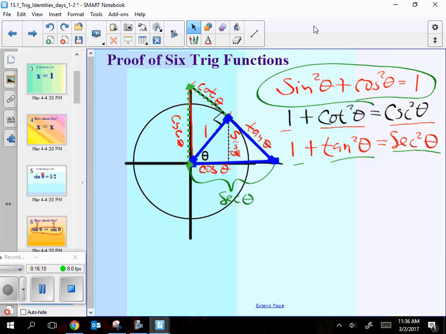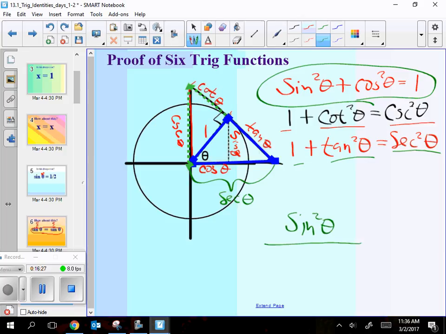Okay. So now, you have 3 of these powerful Pythagorean identities. If you were doing this problem and it had this in it, and you were asked to prove that that was equal to 1, that would be a typical easy proof.